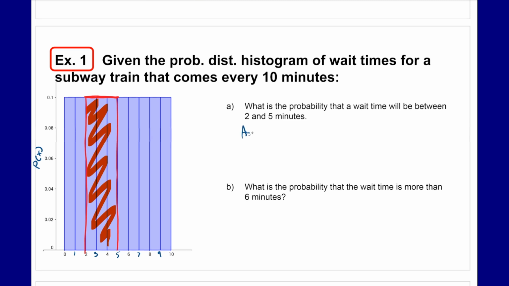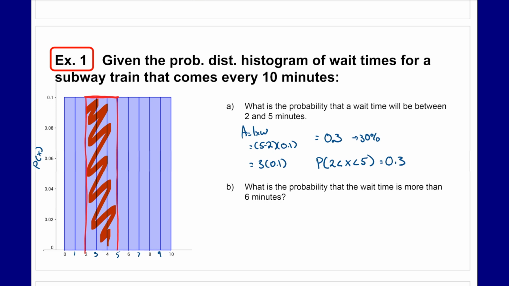So my area is length times width. In this case, my length is going to be 5 minus 2, times the width, which is our probability of 0.1. So we get 3 times 0.1, which equals 0.3, or 30%. So that means the probability of waiting anywhere between 2 to 5 minutes is 0.3.